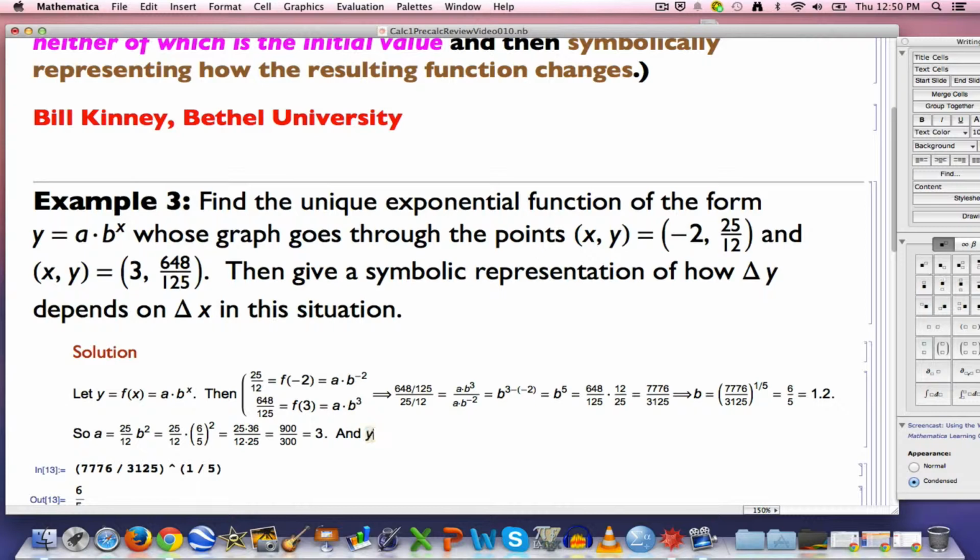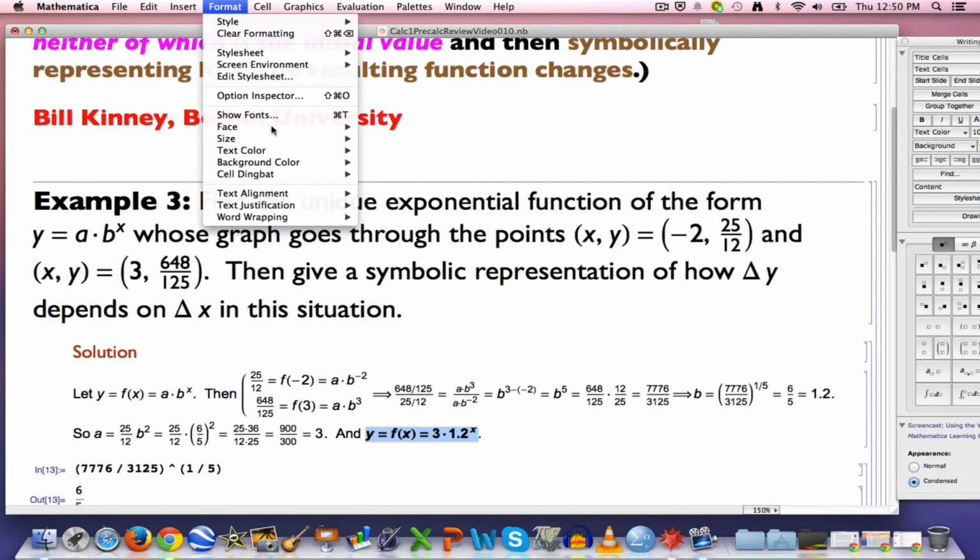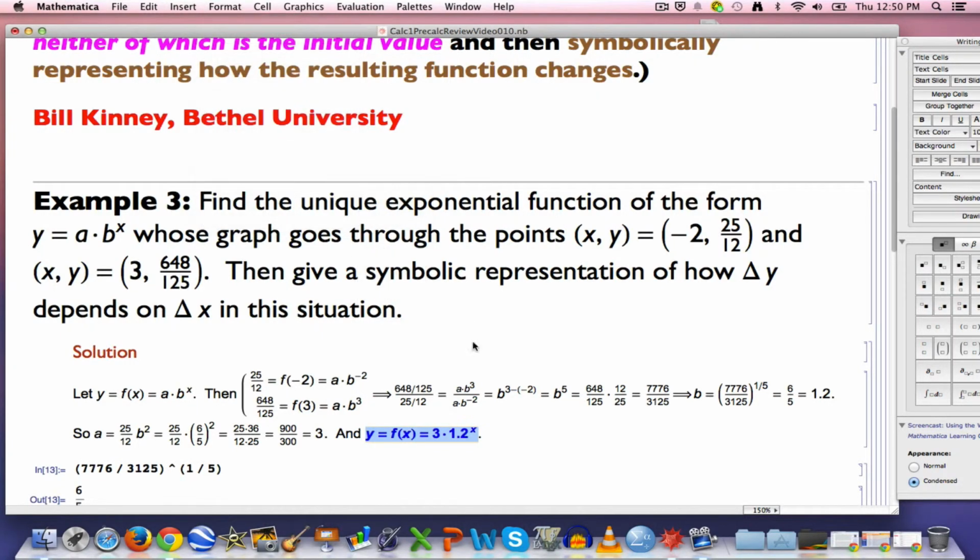So our function, y equals f of x, is 3 times, I'll go ahead and use a decimal here, 1.2 to the x power. That is our unique exponential function in that form. You can actually write it in other forms that we'll talk about in videos to come, involving the special number e. That is our answer for this question.